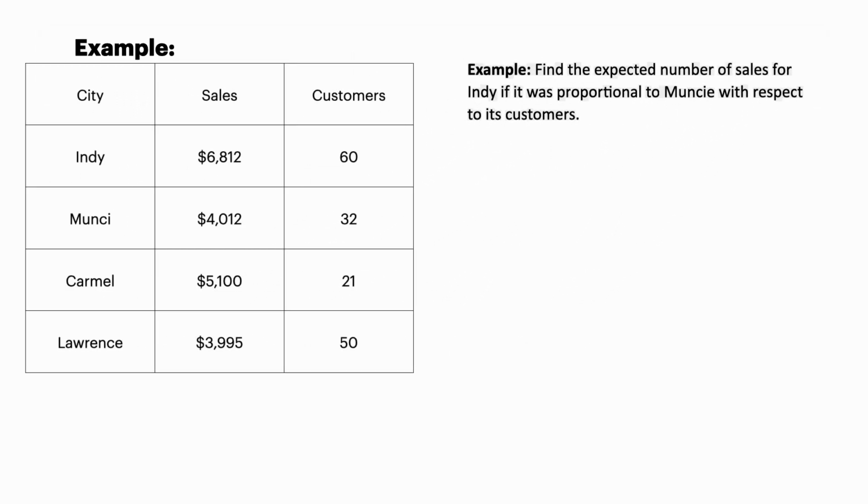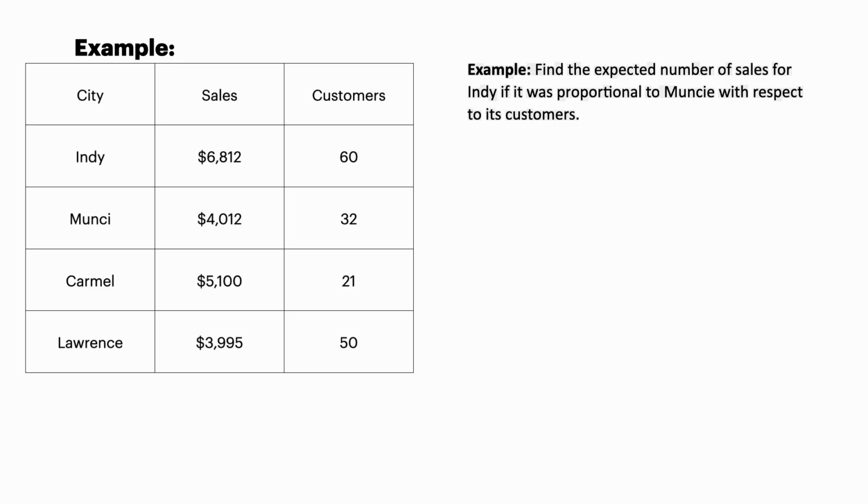So the first example, we see this table with cities in Indiana, Indy, Muncie, Carmel, Lawrence. The sales figures for each city and the number of customers. Well, this is just a made up scenario of, I don't know, let's say it's some business. But let's find the expected number of sales for Indy if it was proportional to Muncie with respect to its customers. Okay, so with respect to its customers, we're looking for the sales.